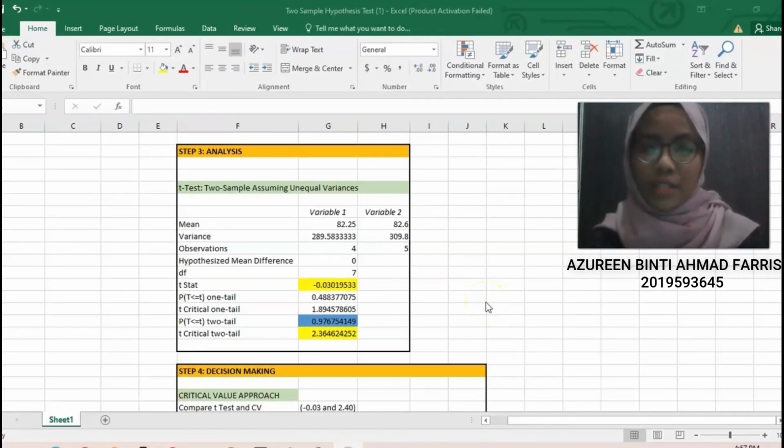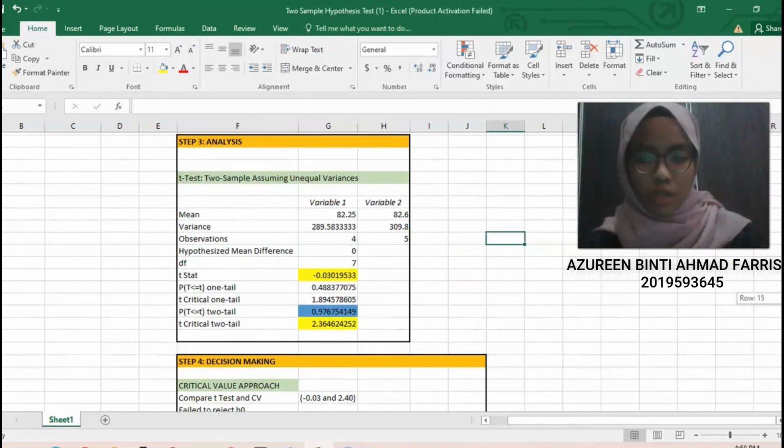Hi, my name is Azureen binti Ahmad Farris. So I will be explaining step 3, which is the analysis. As you can see here, this is the data of the two sample t-test assuming unequal variances. Here I have highlighted the 3 important values, which are the t-stat, p-value two-tail, and critical value two-tail. The reason why we choose two-tail is because this is two sample assuming unequal variances.